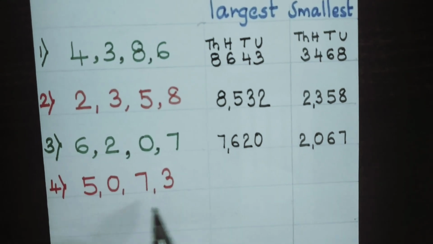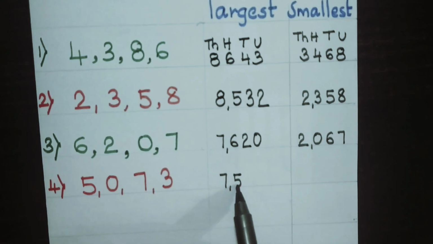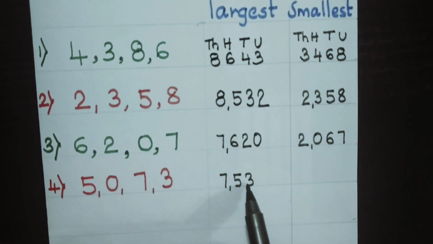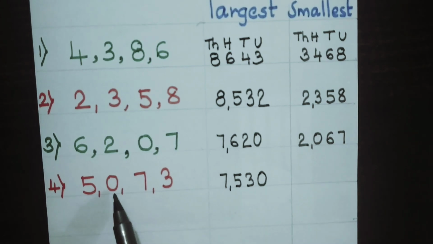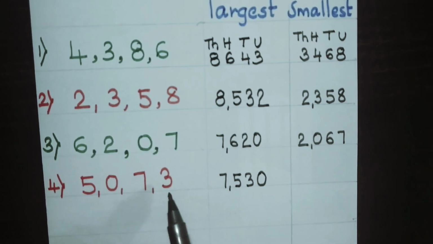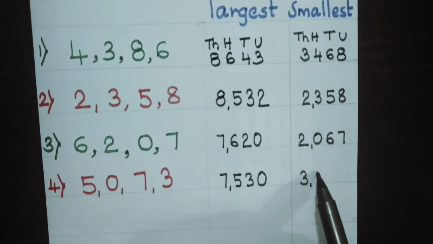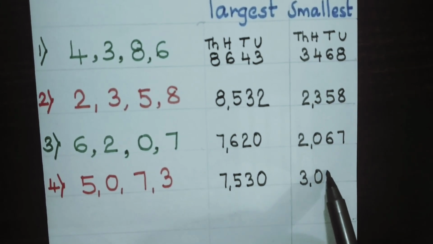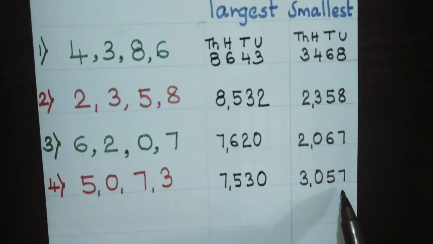Now next one, see. 7530, you'll get the largest number out of these 4 digits. The smallest number, same thing. We can't take 0 in the first place. So among 5, 7, 3, 3 the smallest. Then take second place, 0 you take, then 5, then 7. 3057 is the smallest number.